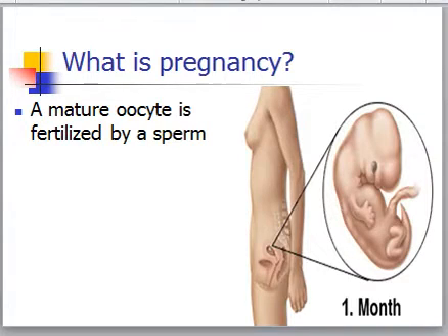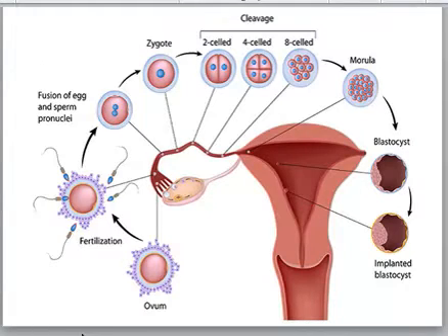So next we are going to see the steps of pregnancy. Here there is an ovum, and the sperm pierces the ovum. This makes the fertilization, and fusion of the egg and sperm becomes pronuclei and becomes a zygote. It goes through cleavage and becomes a morula and blastocyst, and finally the blastocyst is implanted.